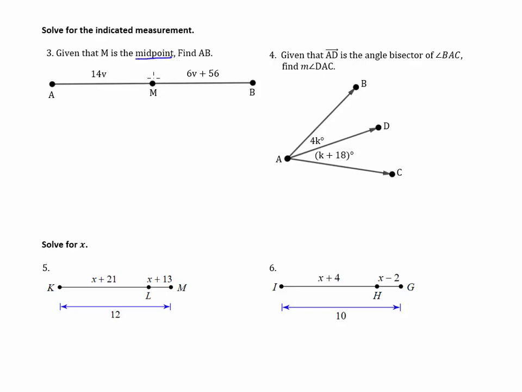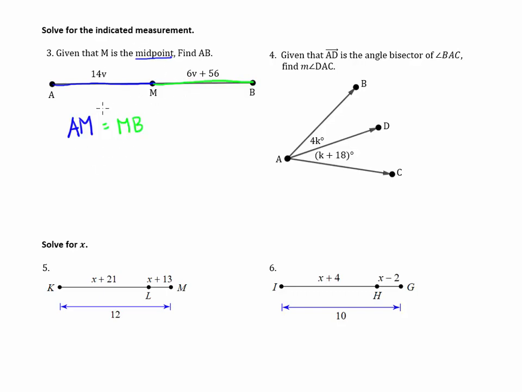And what that means is that the distance from A to M, this distance right here, has to be the exact same as the distance from M to B. So we know that AM has to equal the distance from M to B. So we know that statement has to be true.